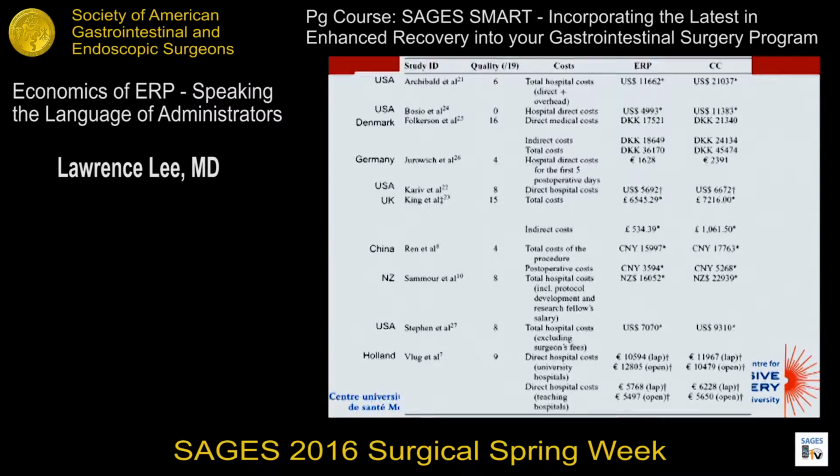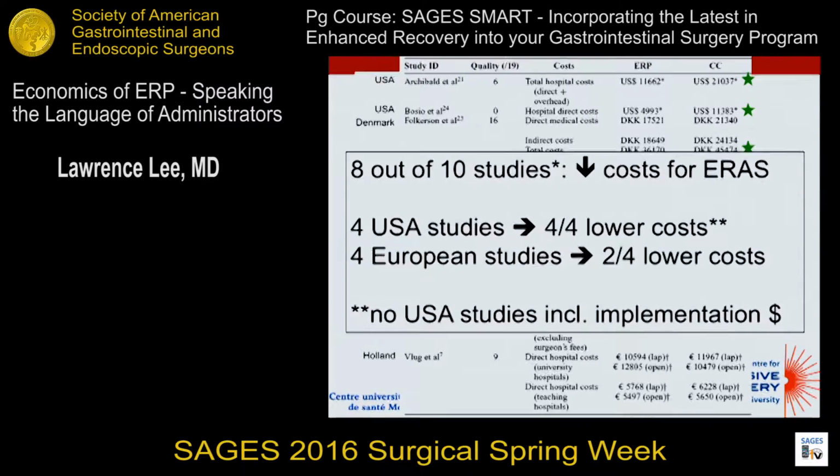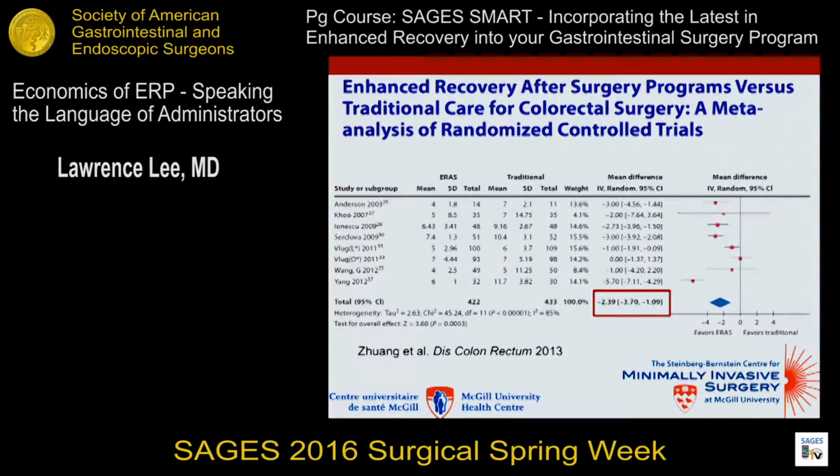And again, how does this compare when we look at the available economic data from the rest of the world? We did a systematic review a couple years ago, and we identified 10 studies then. Since then, there's been a couple of other American studies that I've already shown. And of those 10, 8 of them showed a cost benefit towards enhanced recovery. All 4 of the American studies at the time showed lower costs, but none of them included the implementation costs. But as I said, on average, there most likely will be an economic benefit. But in terms of the European studies, only 2 of the 4 demonstrated lower costs. So why do we have this discrepancy?